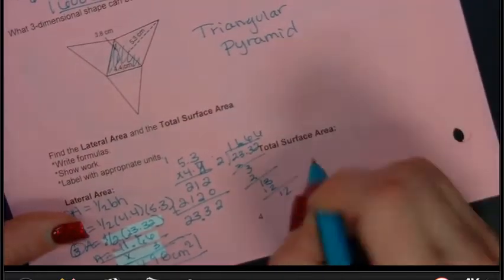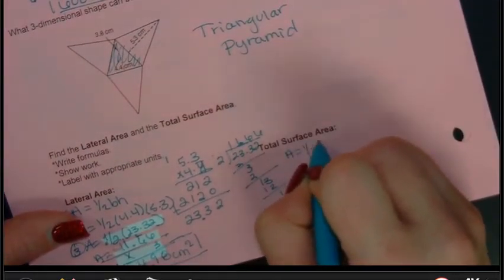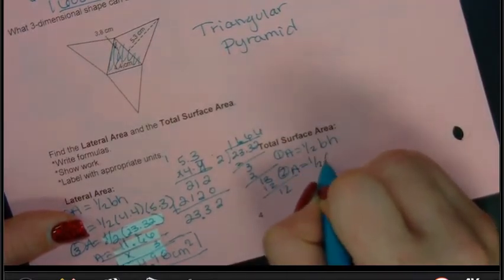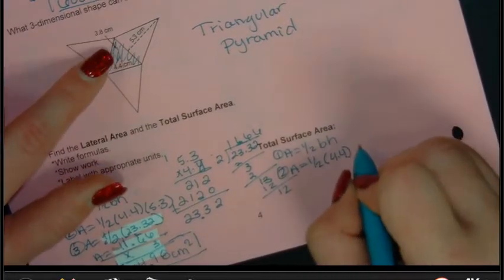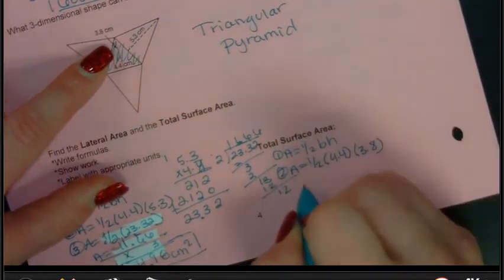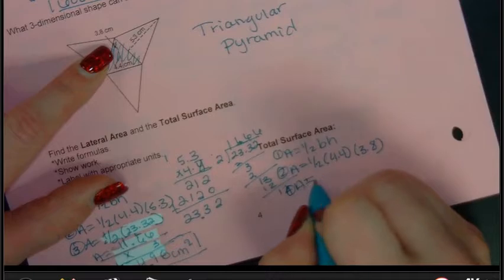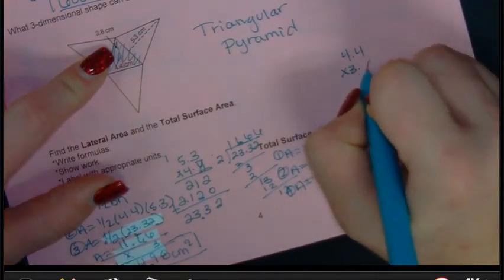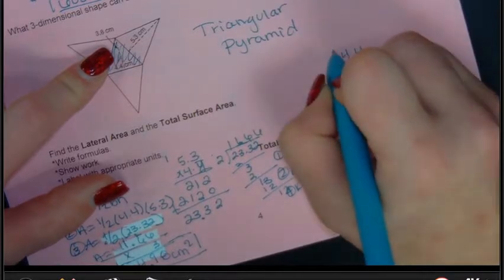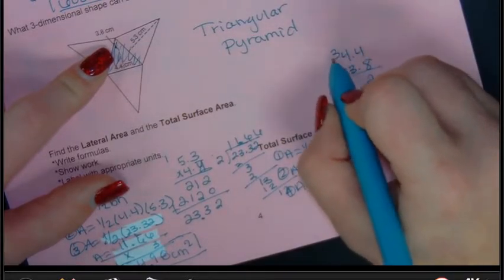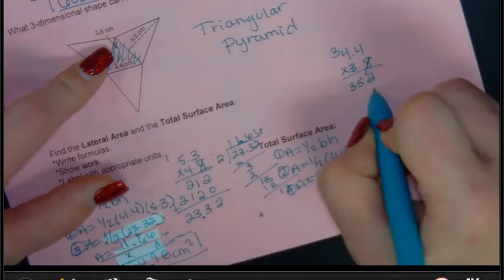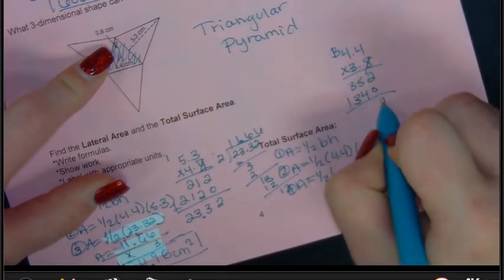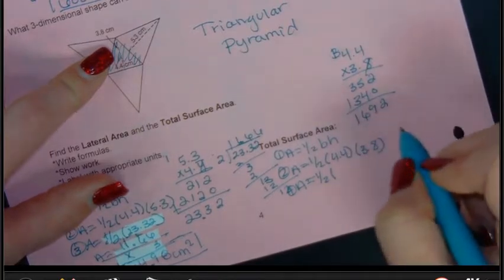All right, and then for total surface area, well, I need to find the area of my base, which is a triangle. And let's not forget the 1/2 this time. So I still have a base of 4.4. Well, my height of this triangle is 3.8. Area equals 1/2 times, well, let's go up here. 4.4 times 3.8. 8 times 4 is 32. 33, 34, 35. Placeholder, 3 times 4 is 12 plus 1 more is 13. 2, 9, 6, 1.